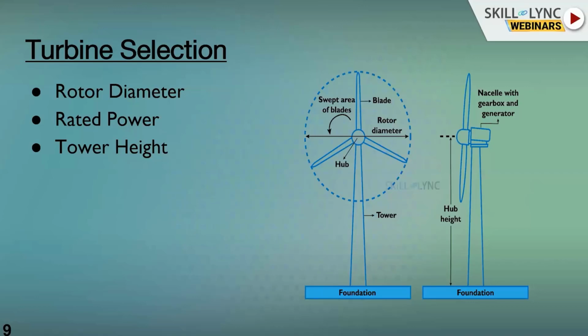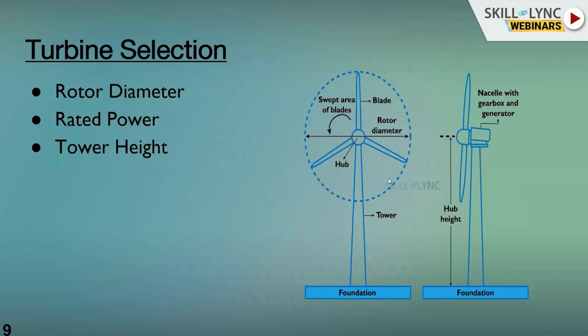In the turbine specification itself, they will mention the rotor diameter, the rated power of the turbine, and the tower height. Tower height normally varies. For the same rotor diameter and rated power, the manufacturer will offer various heights. So based on these three specifications, you have to choose the turbine.